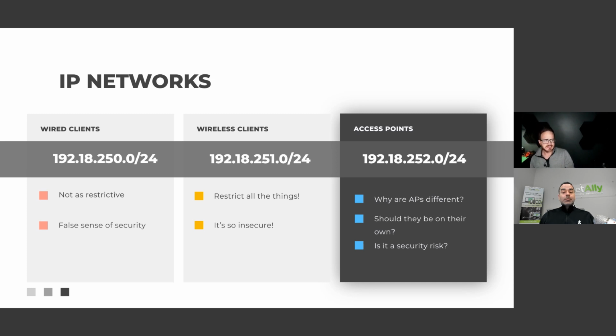And one thing that I always see is interesting is people always put APs on their own network. I'm like, why are APs so different? Why should they be on their own network? Is it a security risk? They create a tunnel to their controllers, or they create a tunnel to wherever their data plane goes off on. They're no different than a client device or a laptop. It all comes down to your back-end services and how you have those routed, how you have them built.